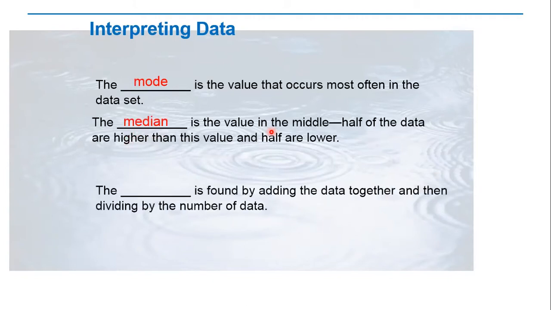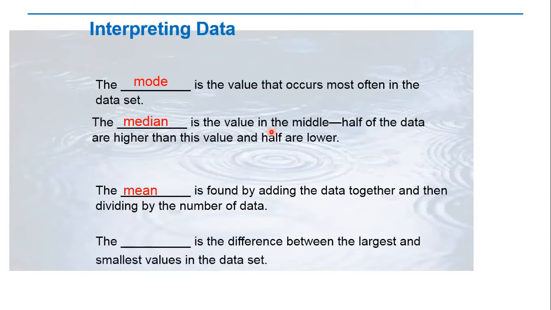Now, the blank that is found by adding the data together and then dividing by the number of data. No, not range, it's mean. Now here, this one is range. That is the difference between the largest and the smallest value in the data set. As I told you, when you see the word difference, you have to put minus.